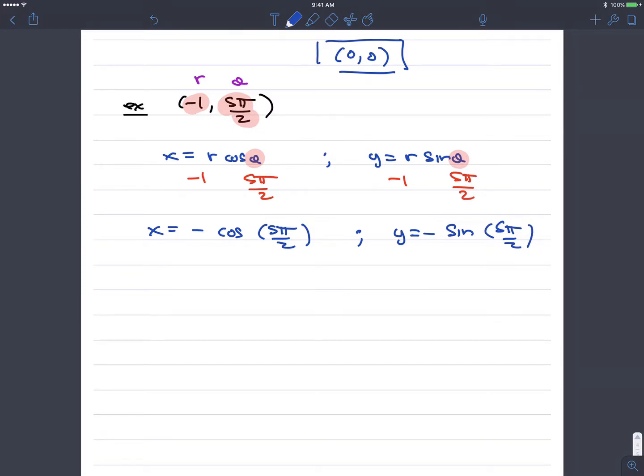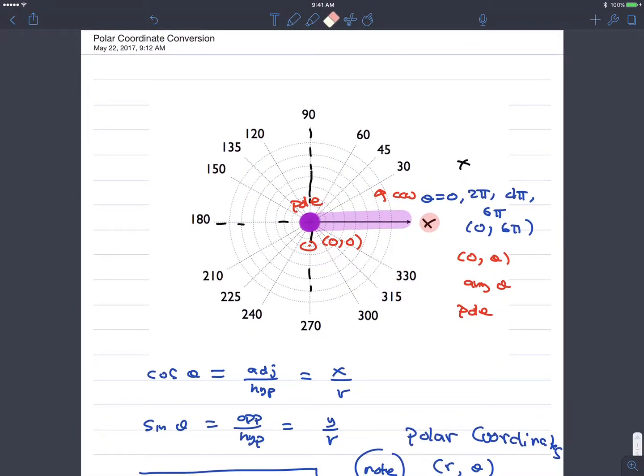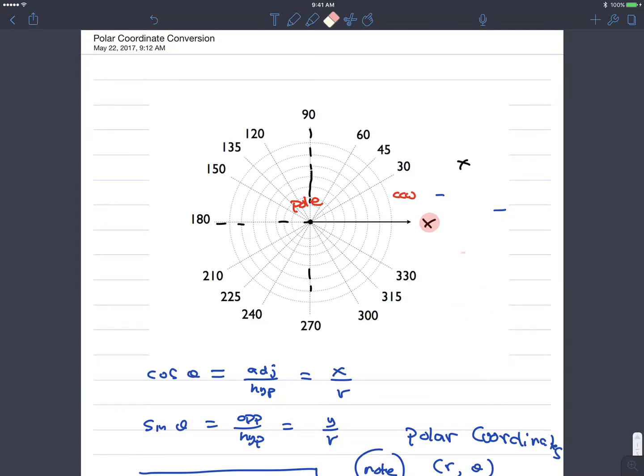5 pi over 2. It's going to be at 90 degrees. Is that 90 degrees? What's that coterminal to? 5 pi over 2. Okay. This is 1 pi over 2. What's this? 2 pi over 2. 3 pi over 2. 4 pi over 2. 5 pi over 2. You're right.